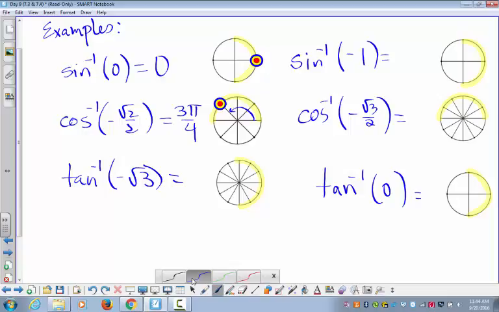Next one, inverse tan of negative root 3, angle on the right. Quadrant 1 or 4? 4. Steep or less steep? Steep. Minus root 3 will be the steeper one. Minus root 3 over 3 would be the less steep one. And that angle is minus pi over 3.